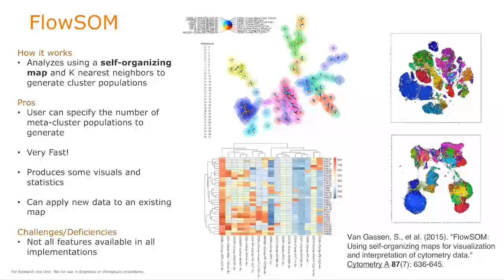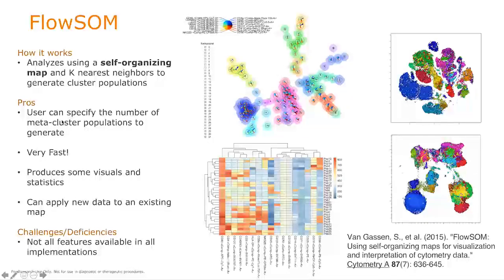FlowSOM, probably what everybody already knows, has been out for a long period of time. It gained a lot of notoriety initially because of the visualizations that come out of it. It uses a self-organizing map and what's called k-nearest neighbors to generate these cluster populations. So it actually overclusters. It creates 100 mini clusters by default.